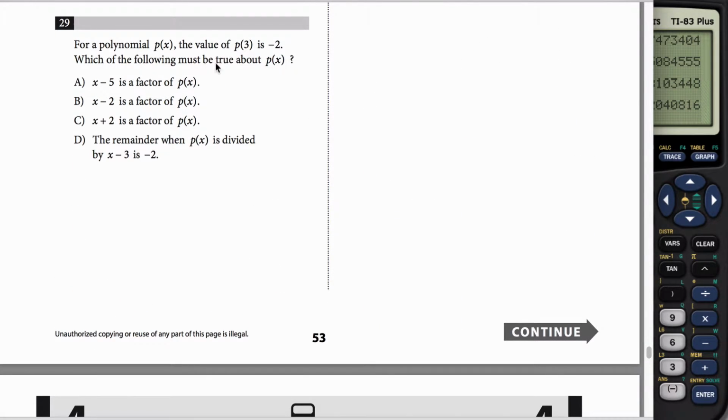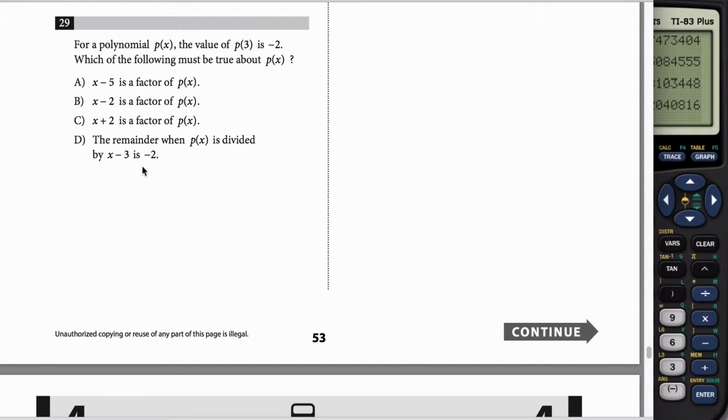29, you got this polynomial. The value of P of 3 is -2. So you're not given a whole lot of information. You know you have some polynomial. You don't know the degree of the polynomial. But you do know that when you change all the x's into 3's, what comes out, the y value, is -2. And they're asking you which of the following must be true.